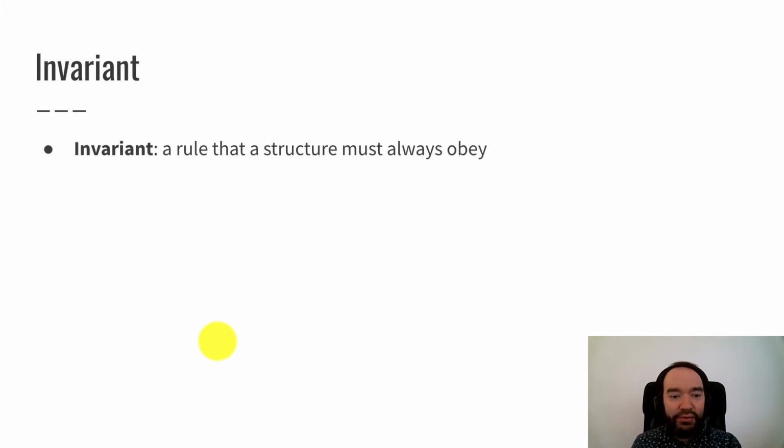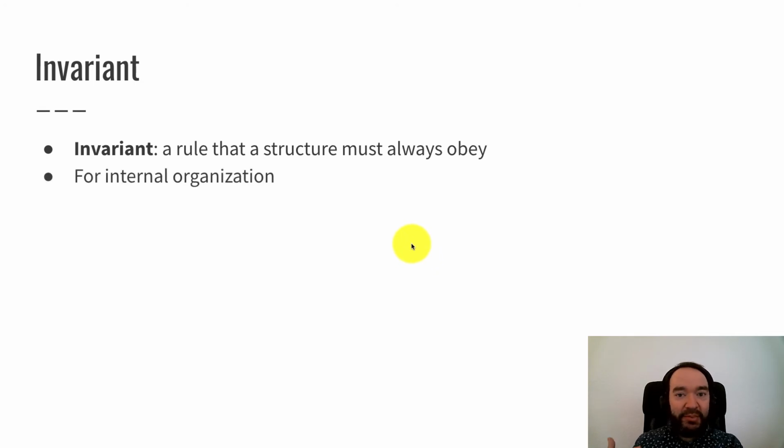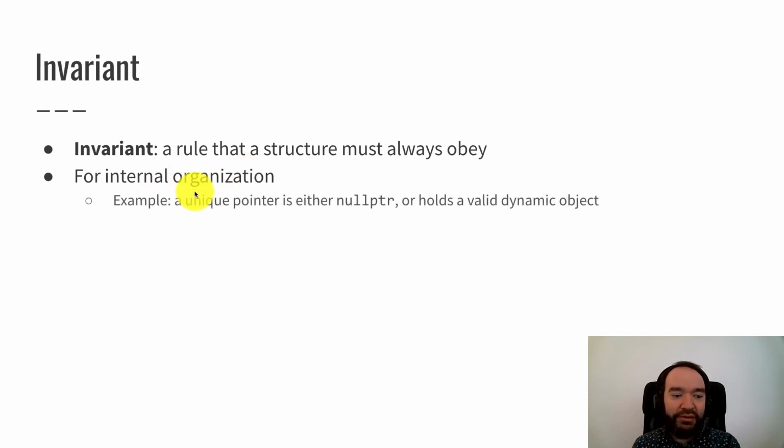An invariant is a rule that a structure has to obey all the time, and it's imposed by us when we design the structure in order to keep the data structure organized internally. So just for an example, we have introduced the concept of a unique pointer in C++, and there's an invariant on a unique pointer that it's a pointer that's either null to mean nothing, or it holds one valid dynamic object, and that's an invariant.